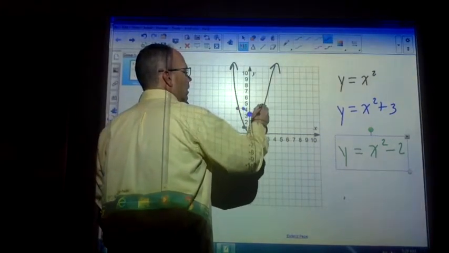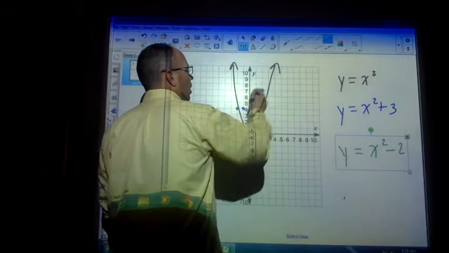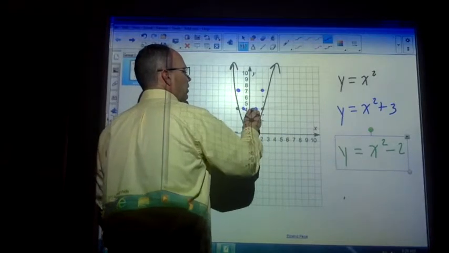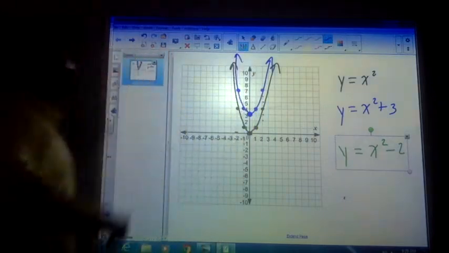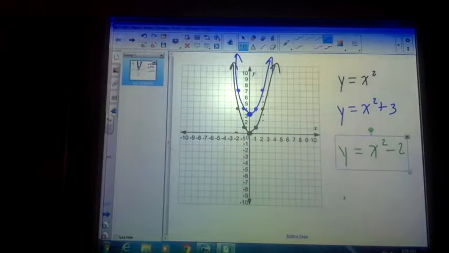Are these new, or is this what we were doing last time? Well, I didn't teach you vertex form, but the pattern graphing is still the same, right? Okay. So that's what that one does.